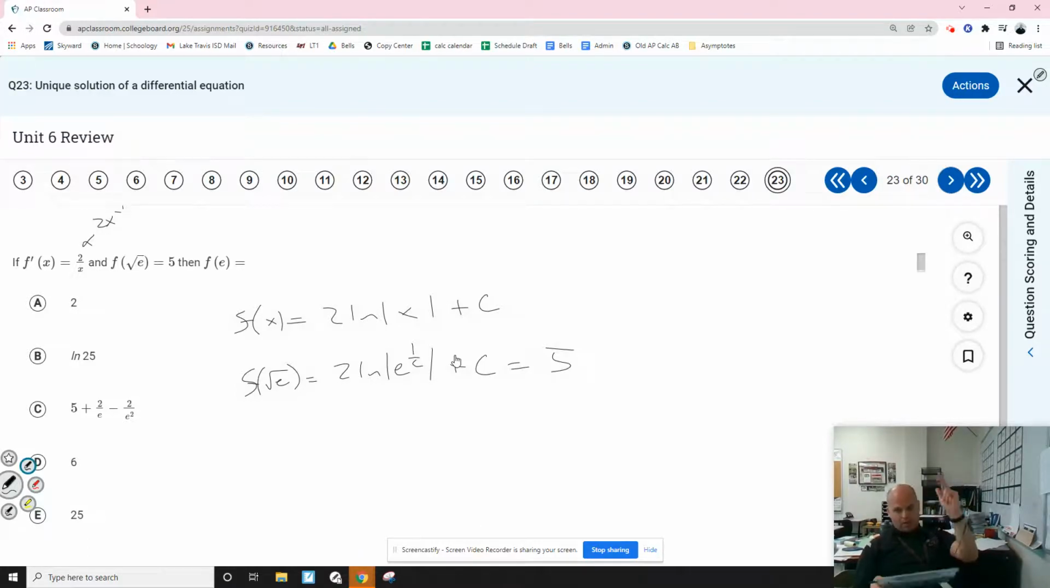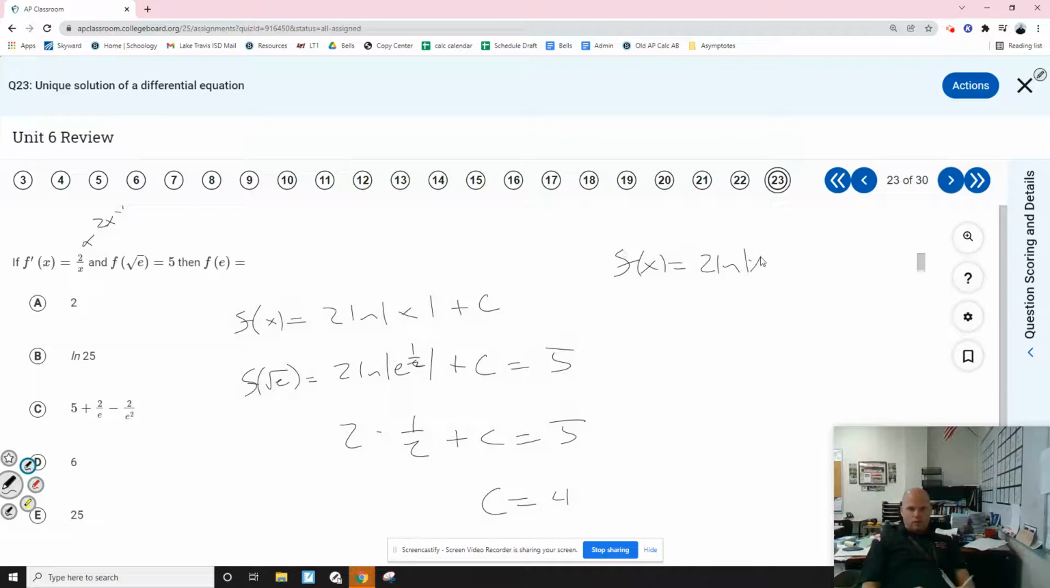The log of e to the power is the power. If you wrote it as root e, you'd be confused. If you wrote it as e to the power, that's a 1/2. Then you're like, oh, that's easy. That's just 1/2. Subtract by 1, c is 4. What's f of e? Okay, sure. So f of x is 2 log x plus 4. This is like the quiz questions I gave you, so it's easy to grade. F of e is 2 log e. Log of e is 1. We should know that. 2 plus 4 is 6.